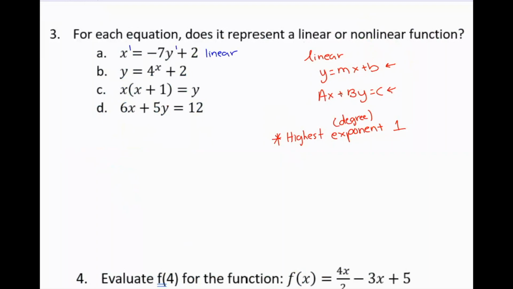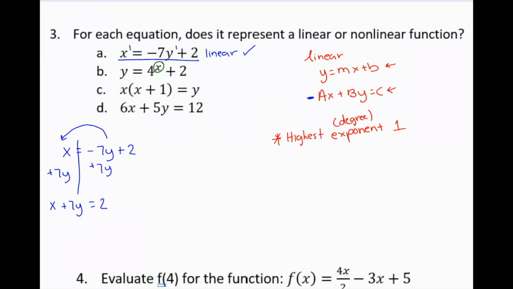Now, although it is not exactly in these formats, if I were to rearrange this equation, if I did x equals negative 7y plus 2, and I move this negative 7y to the other side, I'd move something to the other side of the equal sign by doing the opposite operation, I would get x plus 7y equals 2. And that would give me a format that looks like this one. So I know this is linear one way or another. All right, let's look at the second one. It has a power 2 in x. So anything with a power 2 in x is going to be nonlinear.